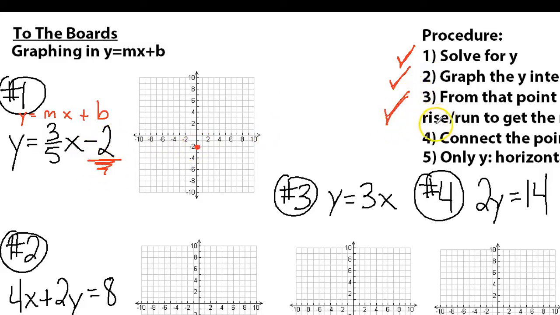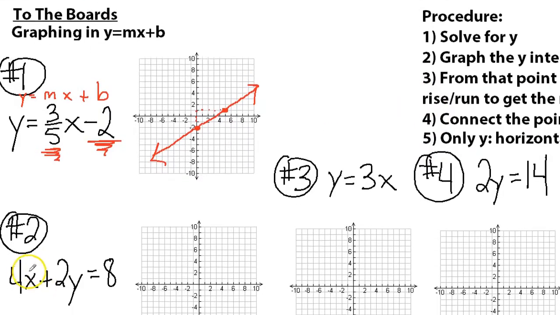Step number 3, I need to find the slope. The slope is the value with the x, the m. My slope is 3/5. Now that represents my rise over my run. So from this point, I need to rise 3. 1, 2, 3. And then I need to run 5. 1, 2, 3, 4, 5. There's my next point. Step number 4, connect those dots. Once we connect the points, we have a line, and that right there is my answer. Let's try the next one.